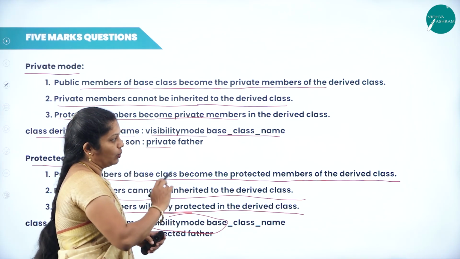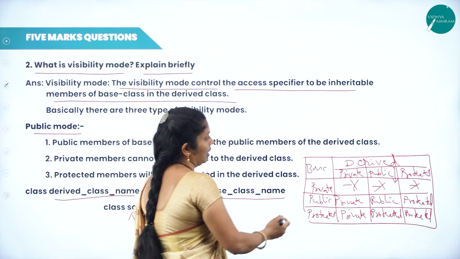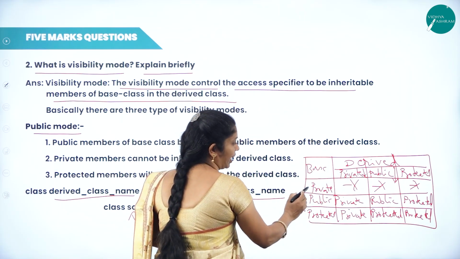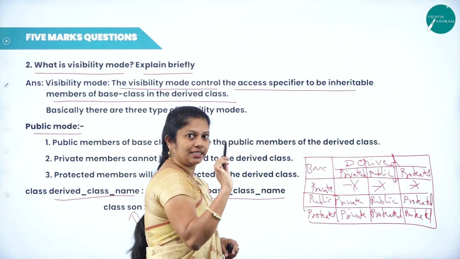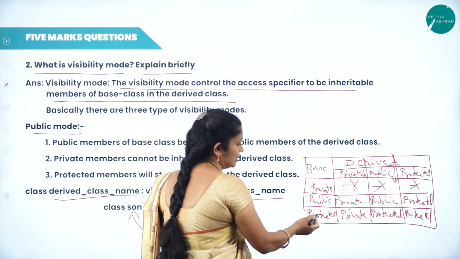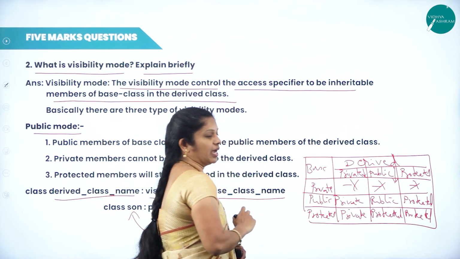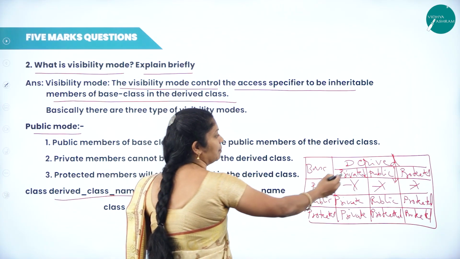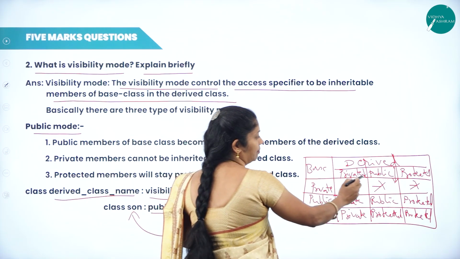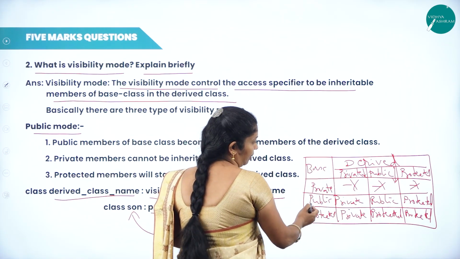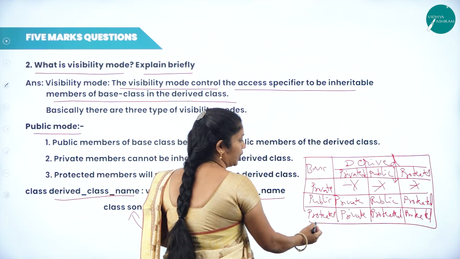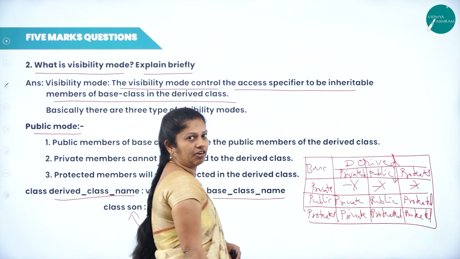Now is it clear? Once again I am going to recall this. See, when you are explaining private mode, the first point: private members cannot be inherited in the derived class. Public members become private in the derived class. Protected members become private in the derived class when it is private mode. If it is public mode, then private members cannot be inherited. Public members stay public in the derived class also. Protected members stay protected in the derived class also.